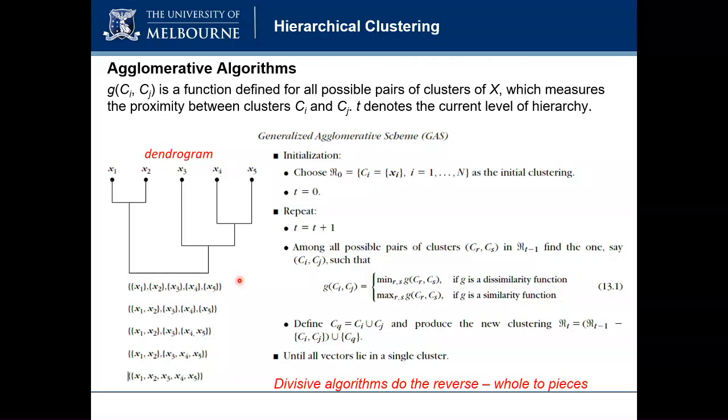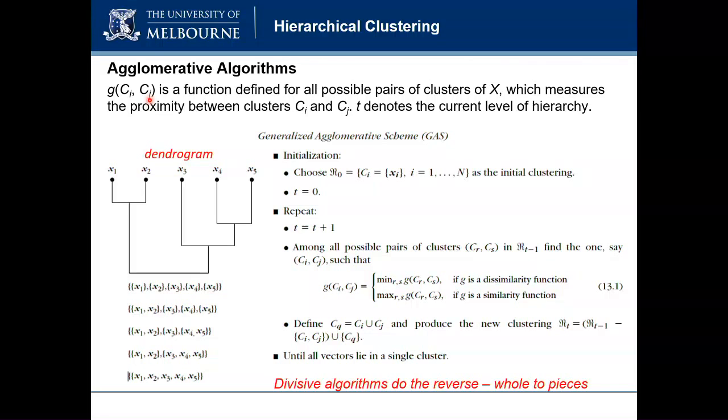You can start with the big whole, all of the data set, and start dividing it into pieces, and then go to pairs and individuals all the way down, create a huge tree, essentially. This is the inverse tree, and then you create the tree in the other way with the divisive algorithms. Both of them are hierarchical clustering. So these are agglomerative algorithms.